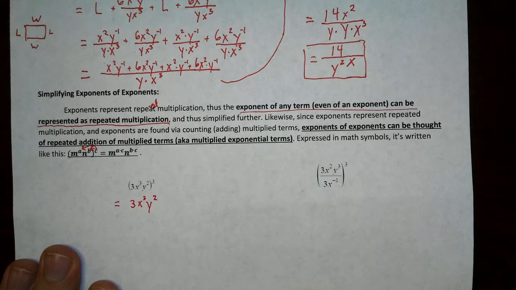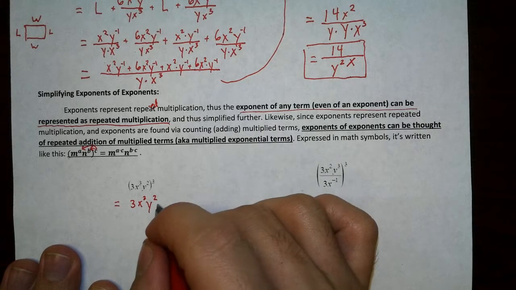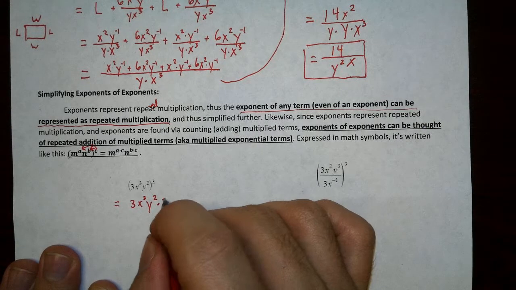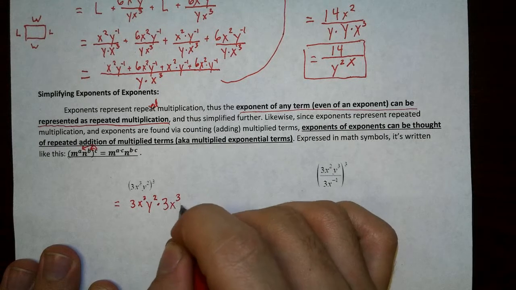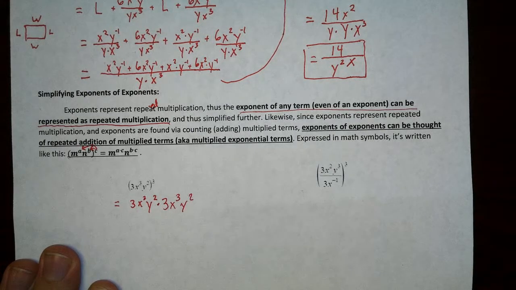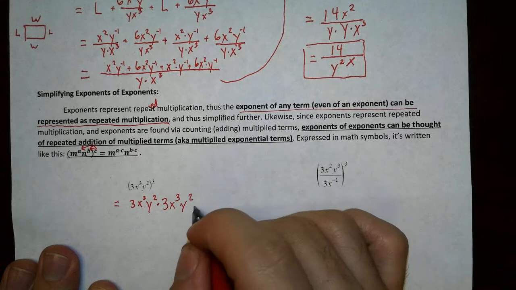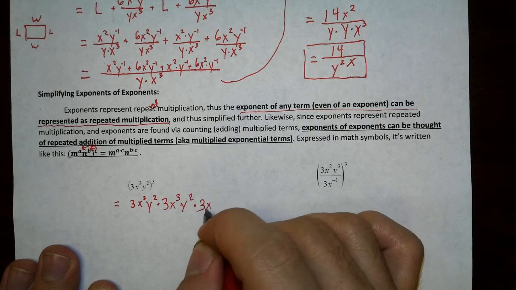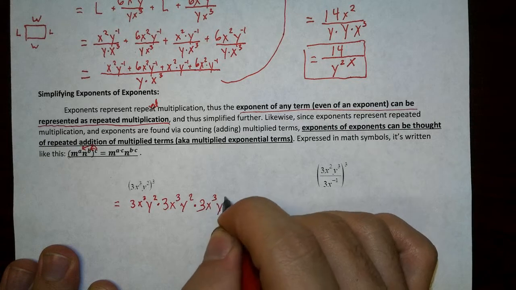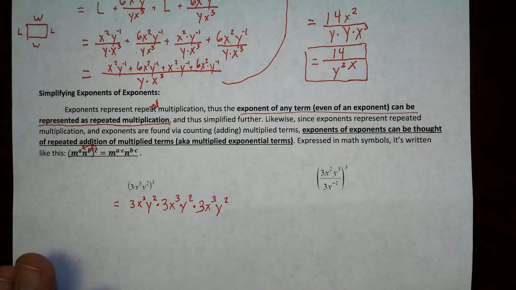Right? That's my first one. 3 times x to the power of 3 times y to the power of 2. Times 3 times x to the power of 3 times y to the power of 2. That's my second one, right? Second one of that thing that's being multiplied 3 times. And my third one, 3 times x to the power of 3 times y to the power of 2. Okay?